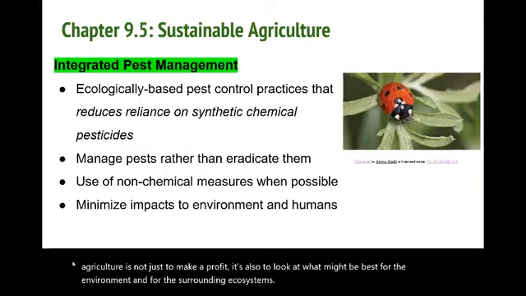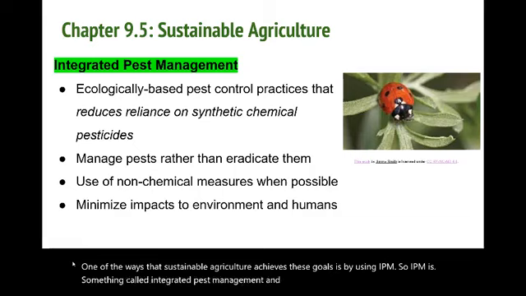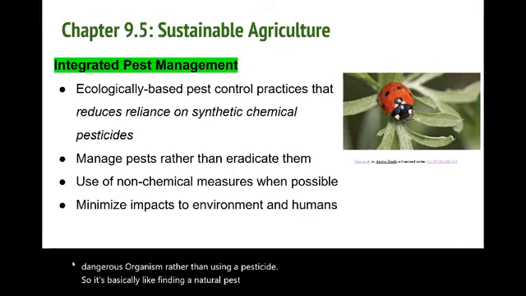One of the ways that sustainable agriculture achieves these goals is by using IPM. IPM is something called Integrated Pest Management. And IPM uses natural pests that can control a dangerous organism rather than using a pesticide. So it's basically like finding a natural pest control. And by doing this, we reduce the amount of chemical pesticides that we have to rely on.